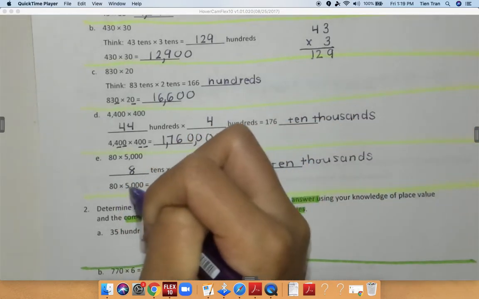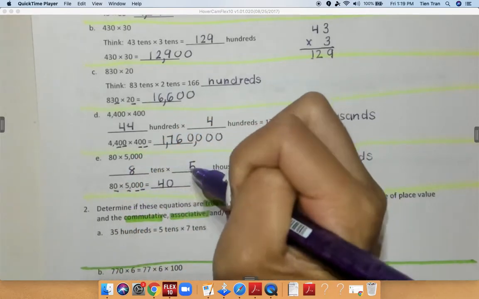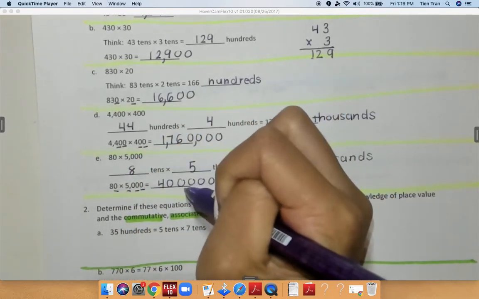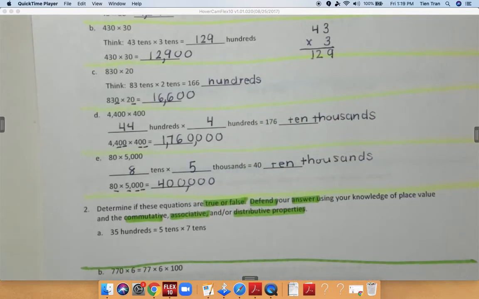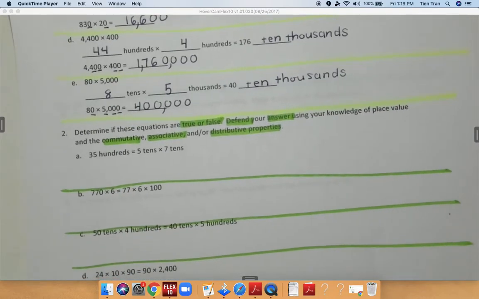Okay. I know that 8 times 5 is equal to 40, and I have 1, 2, 3, 4 zeros. So 1, 2, 3, 4 zeros. And now I have 400,000 as my final answer. Now I'm going to move on to problem number 2.